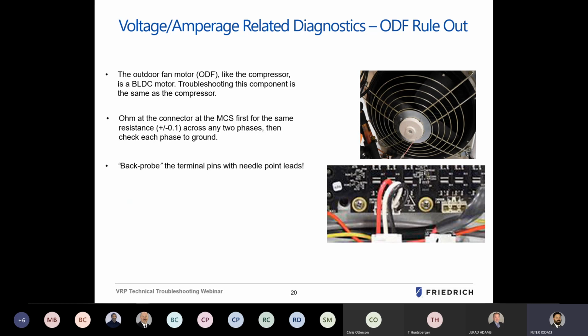Same method as before. If you're getting some ohm readings that aren't consistent, you can go underneath the chassis and unplug the outdoor fan directly from the connector in the bottom of the motor housing, and then you can probe that Molex plug that directly hooks up to the outdoor fan.